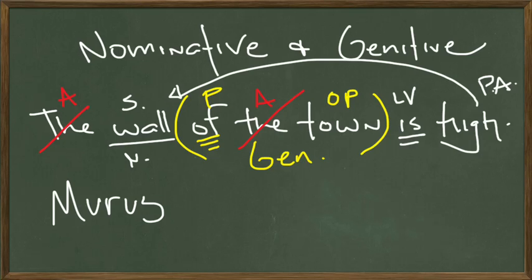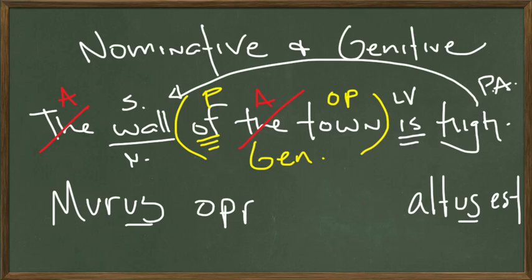The wall is high. So the wall, altus. Notice it's altus, it's masculine because the word murus is masculine, and we'll put est at the end. So we have the wall is high, murus altus est. We still need of the town. The word for town is oppidum, so we'll write oppid, and we'll put the D there. We have to take out the ending and replace it with the genitive ending, which in Latin is the letter I. Murus oppidi altus est.